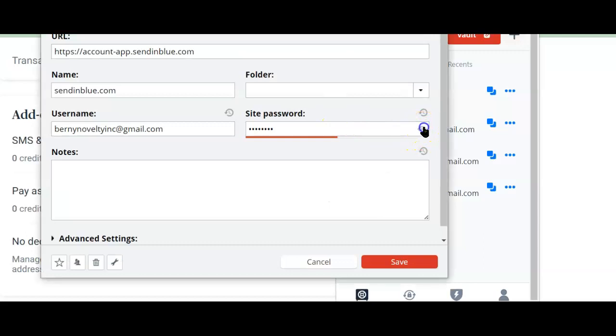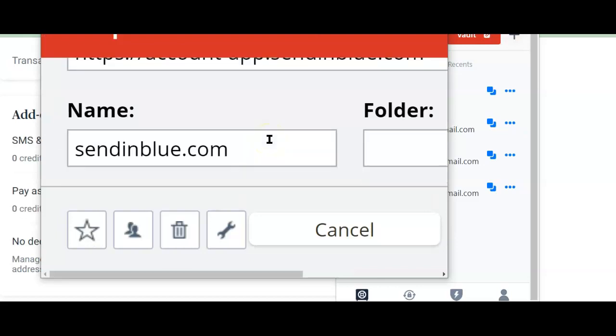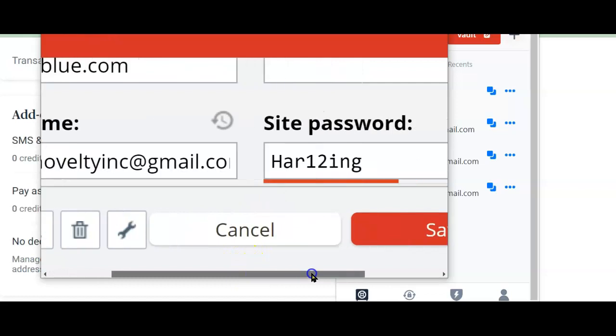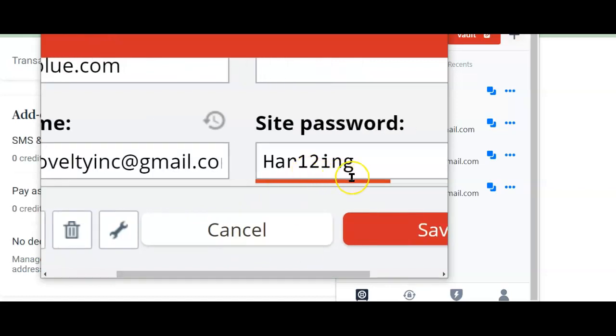And lastly, this is my last pass. The username is Bernie Novelty Inc. at Gmail, and the site password is, oops, sorry about that. There we go again. Site password HAR12ING.